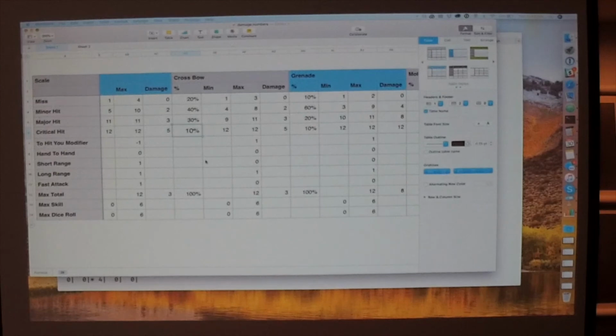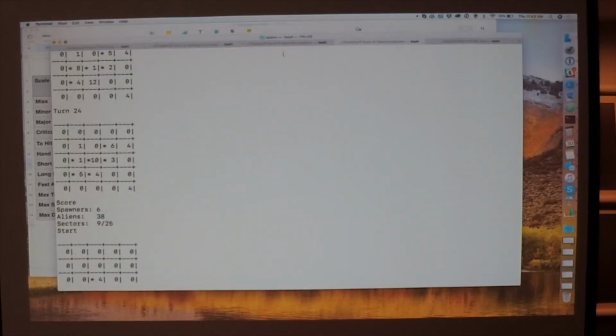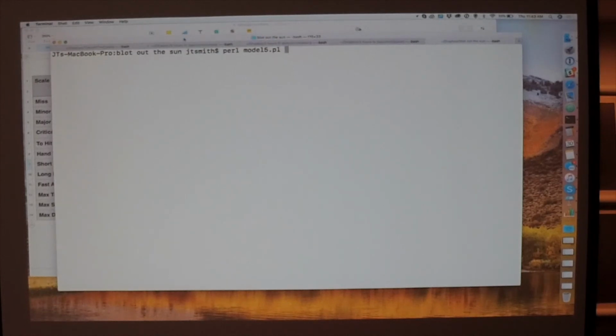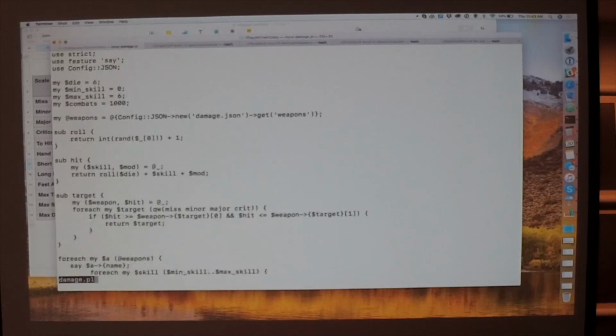Anyway, so that's an example of a spreadsheet. So now turning this into a simulator. Let's see, which one of these is that one? That's not it. This one. Here we go. So this is running simulations. In this case, I ran 100 simulations, I think. Let's see here. Here's some code. Oh, this one's doing 1,000 combats.